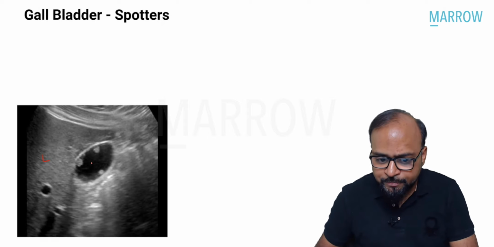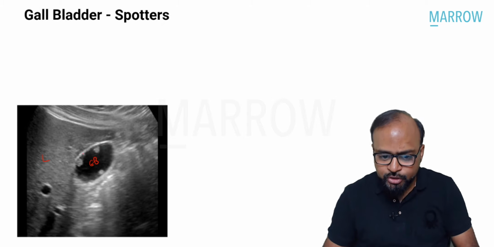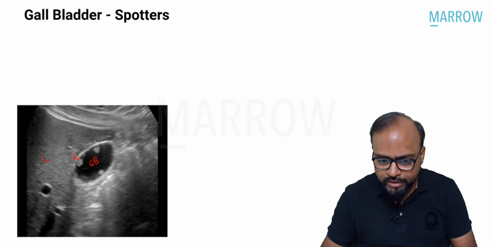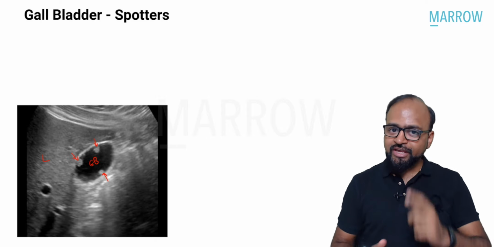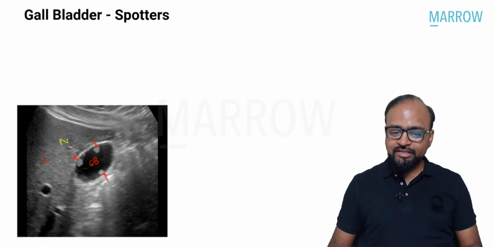See, this is the liver. This is the gallbladder. Look at the wall of the gallbladder. Can you see some echogenic lesions? Yes, I can see 1, 2, and 3 echogenic lesions. Now look at these echogenic lesions very carefully. I want you to note that here there is no shadowing at all, right?